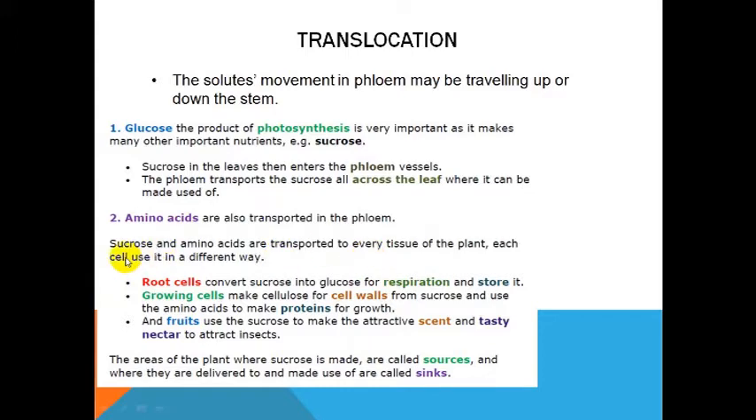Each cell uses them in a different way. For example, the root cells will convert the sucrose into glucose for respiration and store it. The growing cells will make cellulose for cell walls from sucrose and use the amino acids to make proteins for growth. And the fruits use the sucrose to make attractive scents and tasty nectar to attract insects. The areas of the plant where sucrose is made are called sources, and where it is delivered to and made use of are called the sinks. These two things are transported by the phloem in the process of translocation.